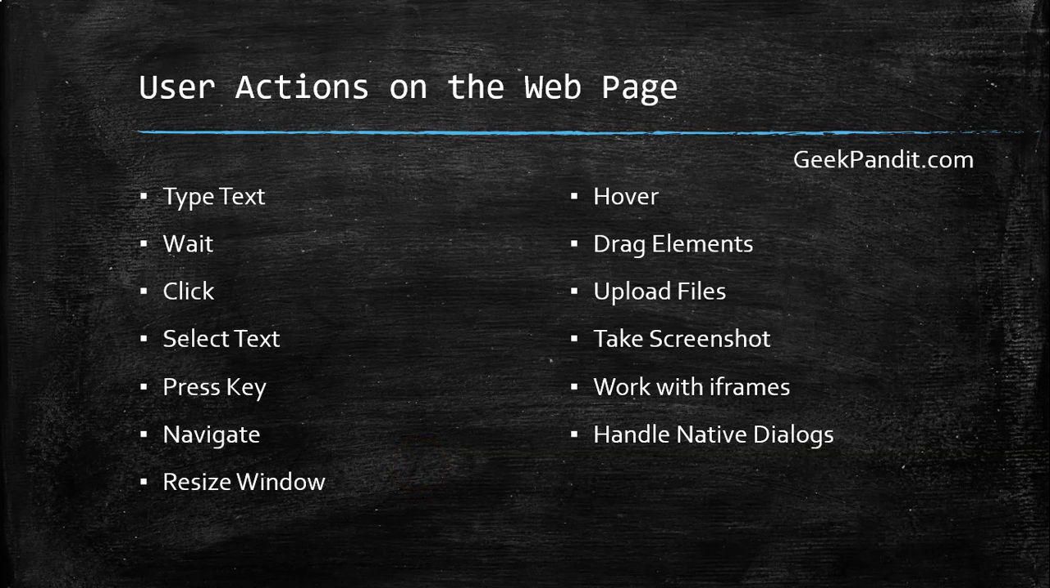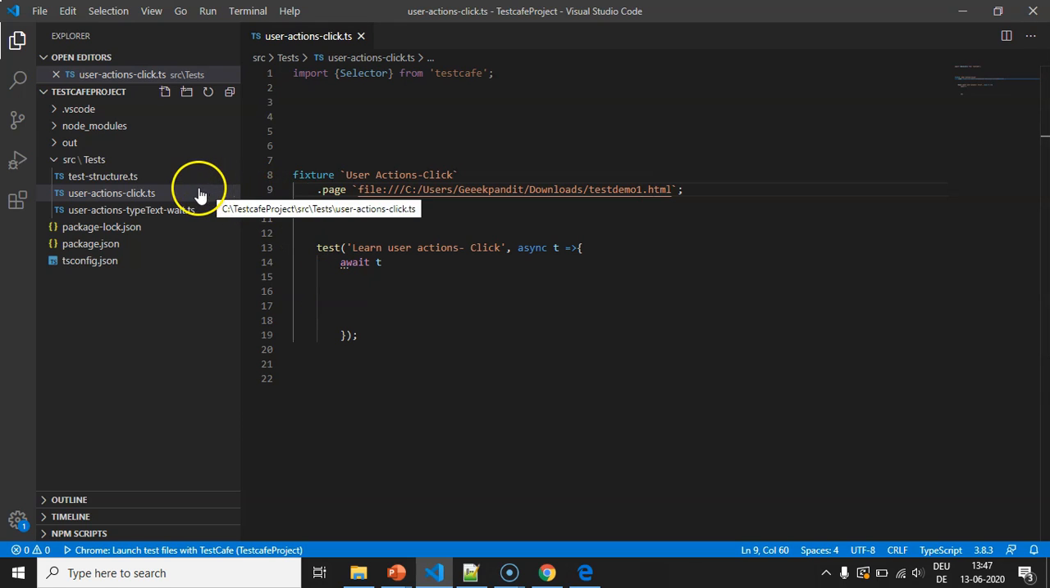So we'll continue with the user actions. In the last video we learned about type text and wait. So in this video we'll learn about click. Let's get started. So now again I have created here one file called user actions click.ts.